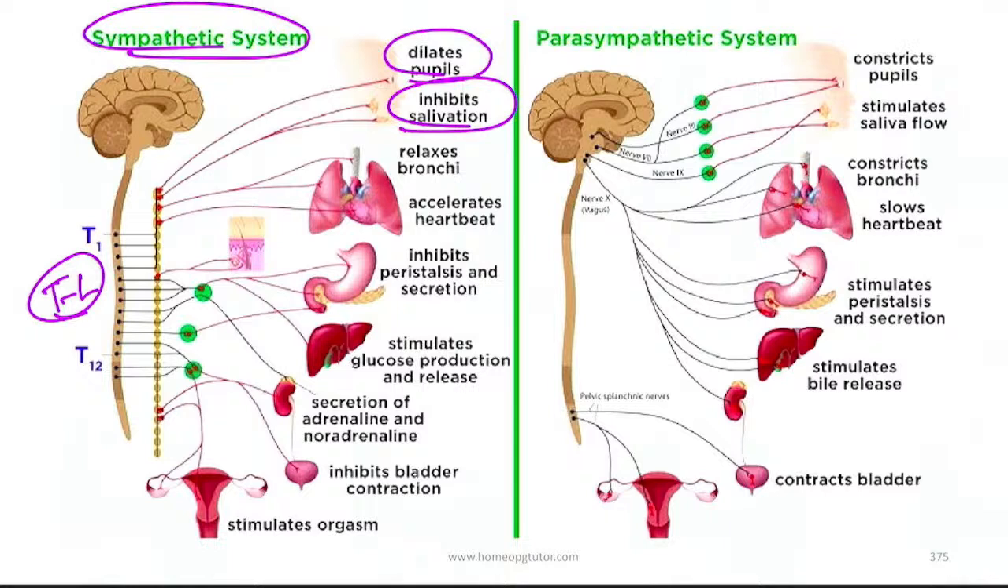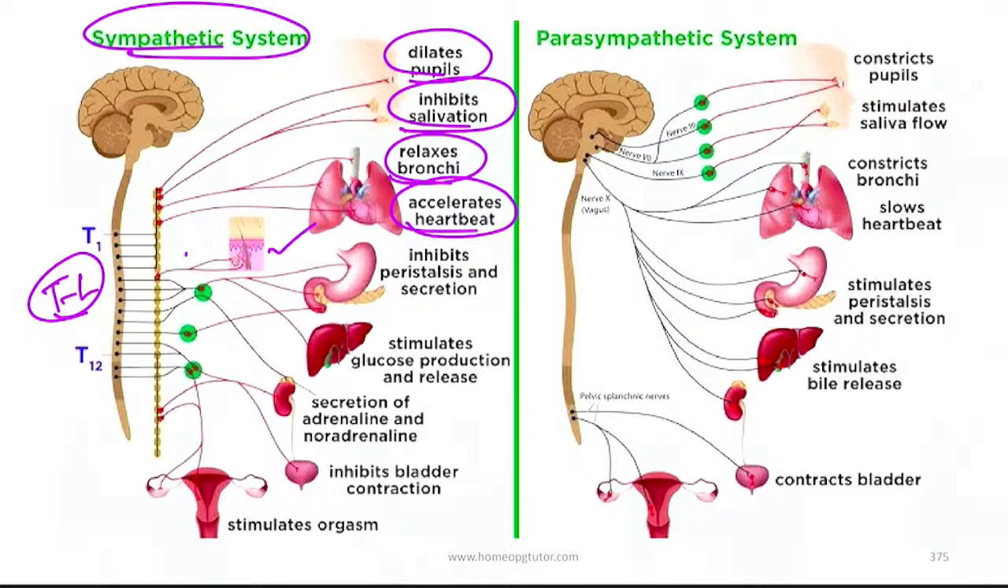We will be hyperventilating, so more air is required. That is why the bronchi undergo bronchodilation. Similarly, it will accelerate the heartbeat. We need more blood supply to the parts of the body. We need to run away from the situation, so the heart rate has to increase. We will have goosebumps, right? Goosebumps are also via this thoracolumbar outflow, that is piloerection.